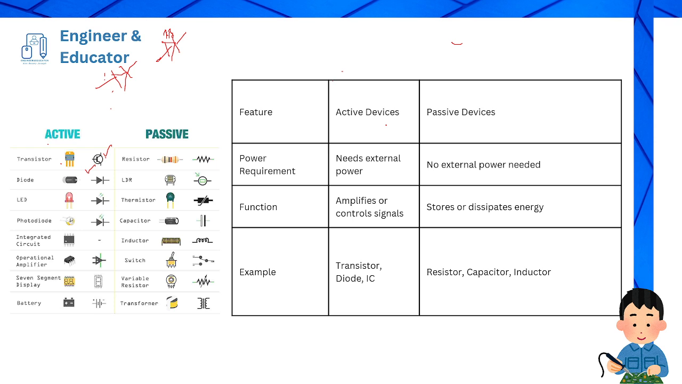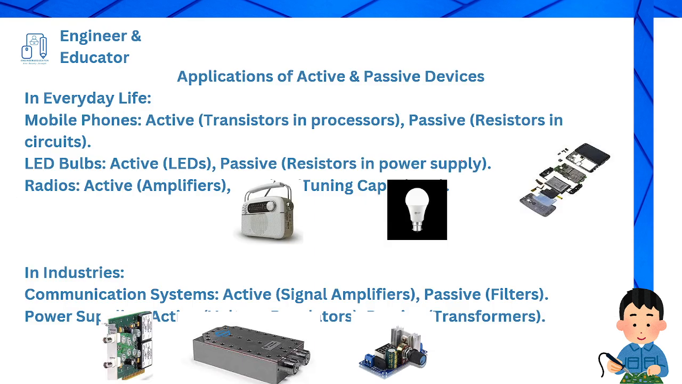You can see the difference. Active devices need external power, whereas passive devices have no need of external power. The function of active devices is to either amplify or control the signal. Passive devices either store or dissipate energy. Next, you can see the examples down here. Examples for active devices are transistor and diode, and for passive we have resistor, capacitor, and inductor.